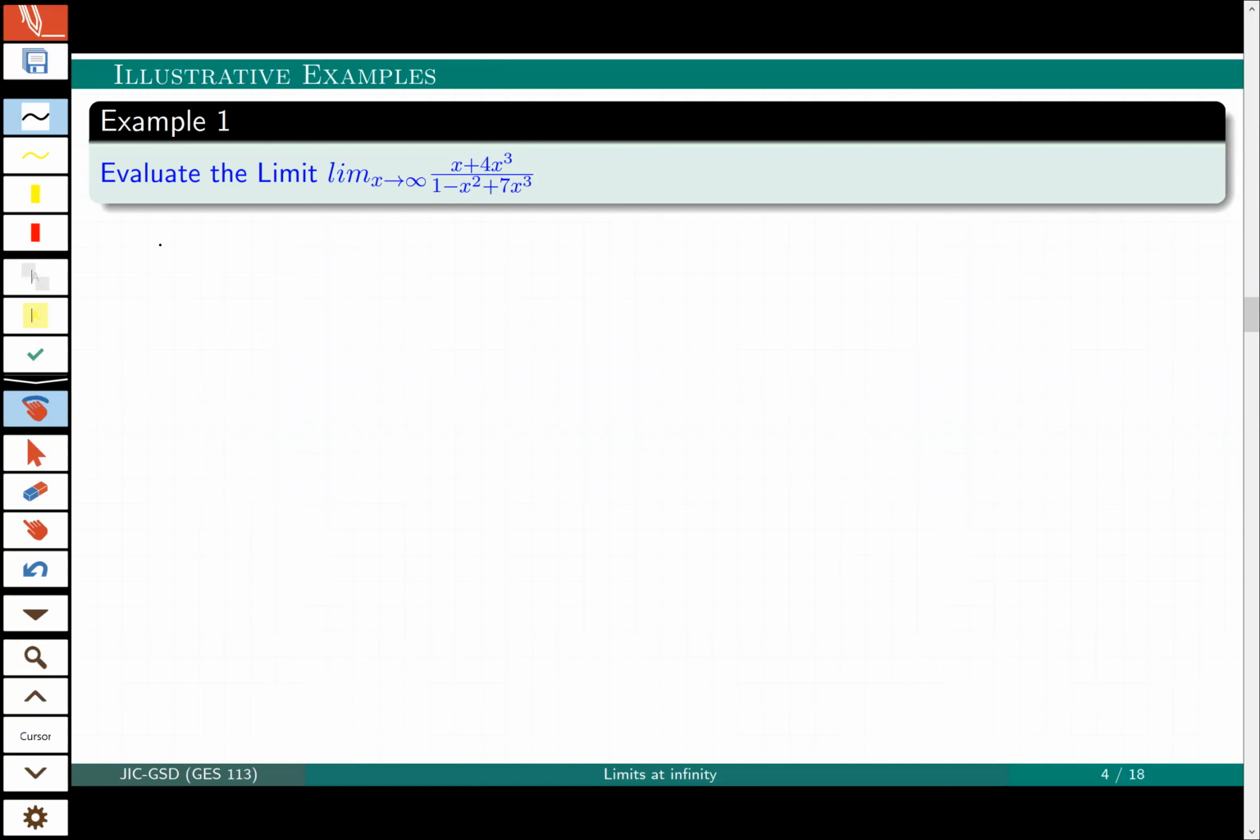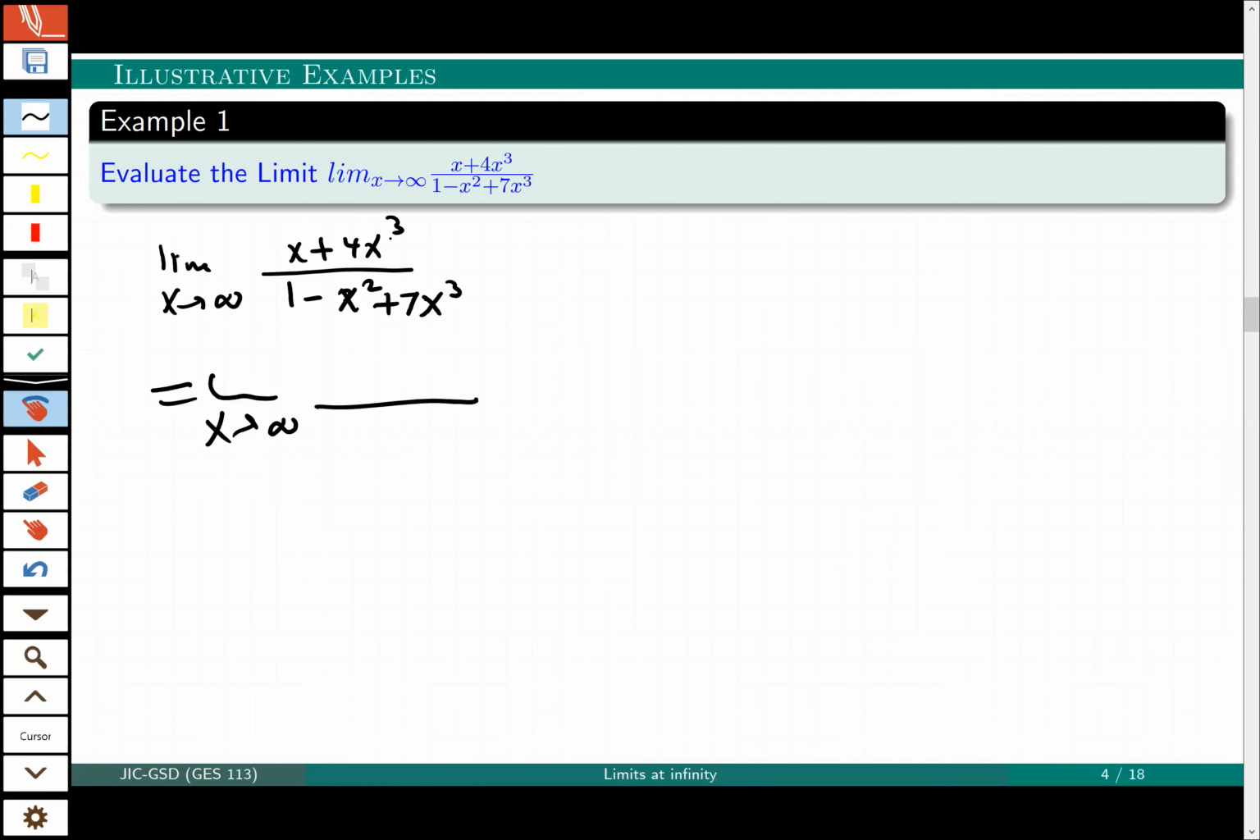Now, when I have limit when x goes to infinity of x plus 4x cubed divided by 1 minus x squared plus 7x cubed, I'll take only the largest power. The largest power in the numerator is 4x cubed. The largest power in the denominator is 7x cubed. So these will cancel and I will have 4 over 7.